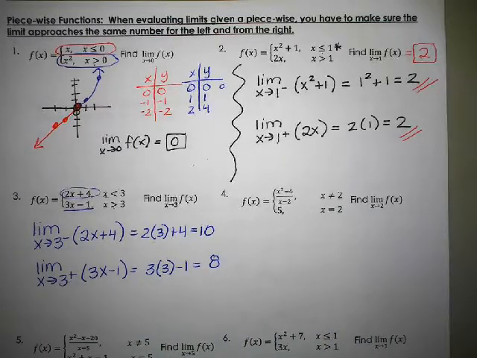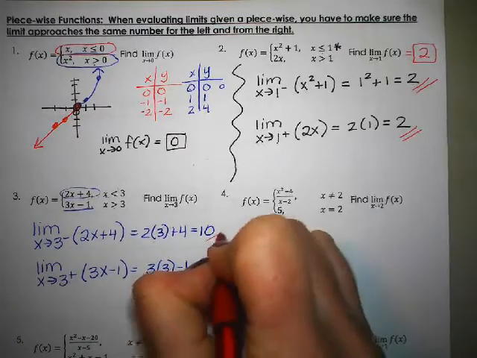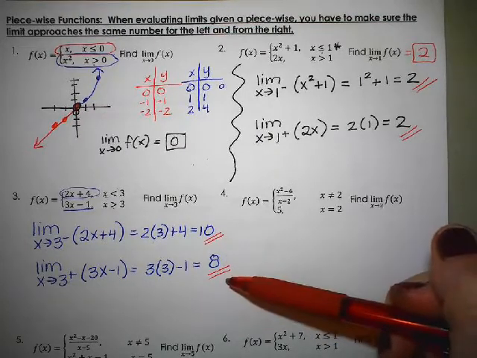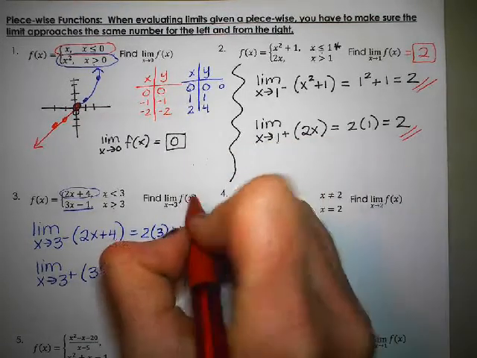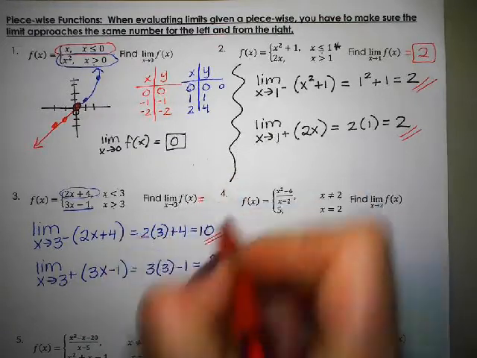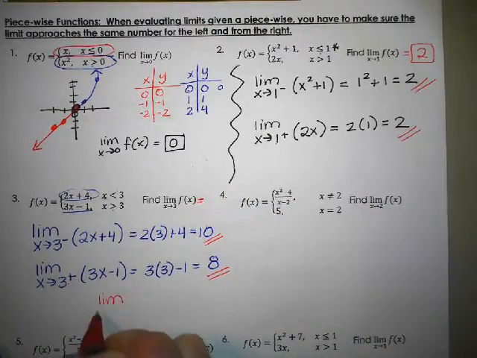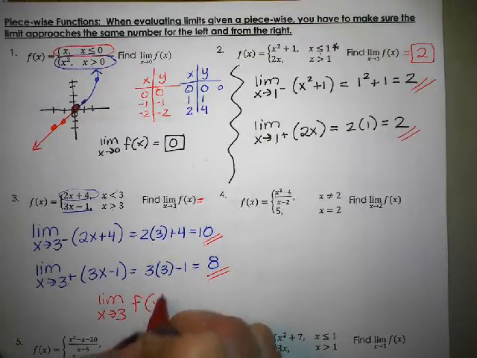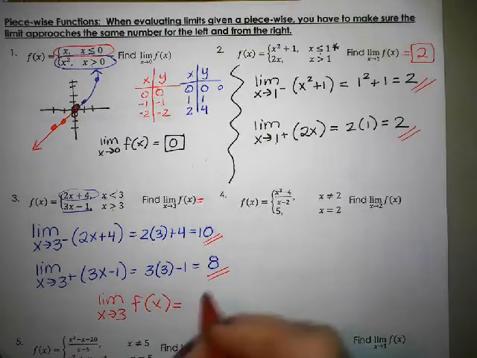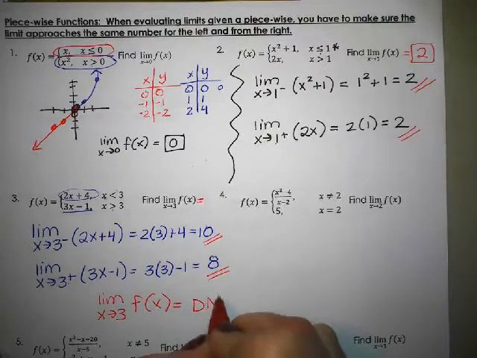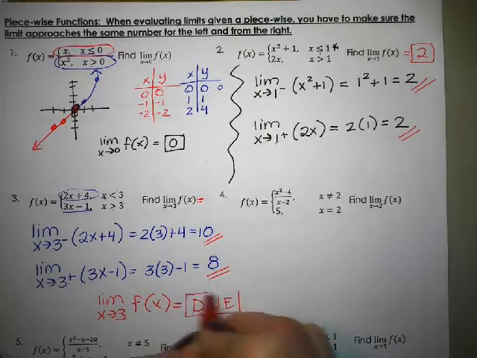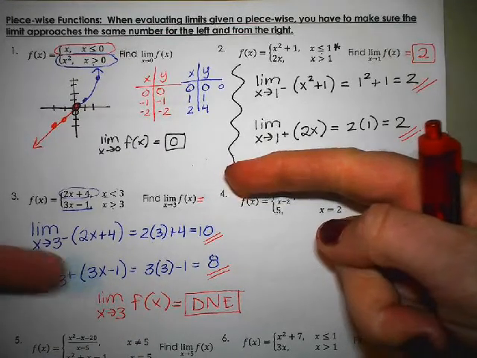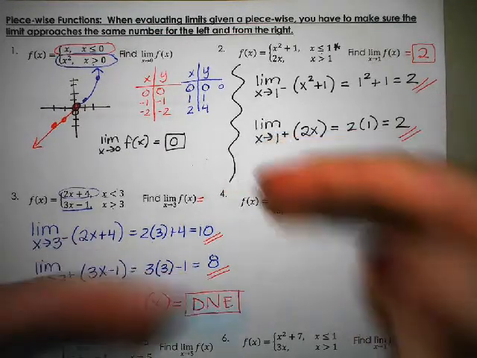And so this time, I'm comparing, just like before, but this time I get a different value from the left and the right. And so when that happens, the answer to my problem, to the actual limit, in fact, I'll write it down here since I'm squished up there, the limit as x approaches 3 of f of x equals, it doesn't work. So what we say is DNE, does not exist. That meant coming from the right, we were up at 10. Coming from the left, we were down at 8, and they did not meet.